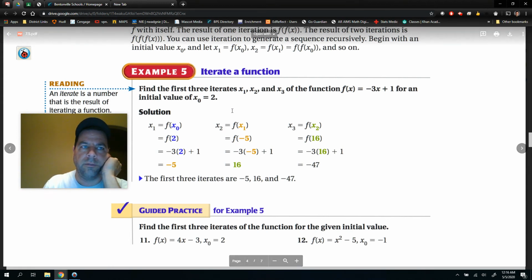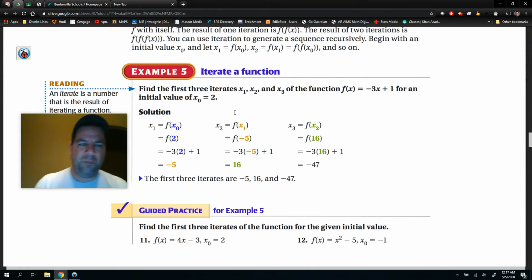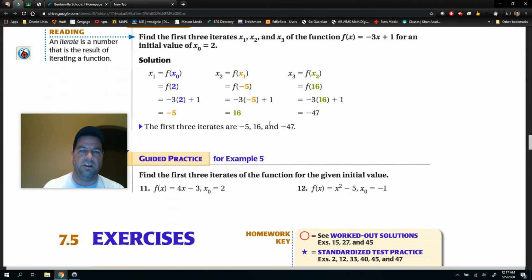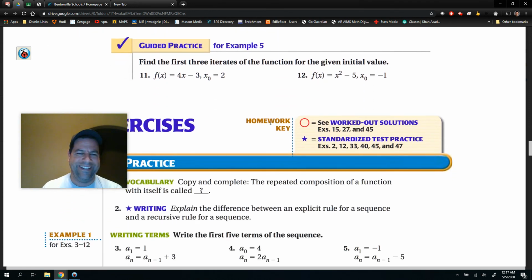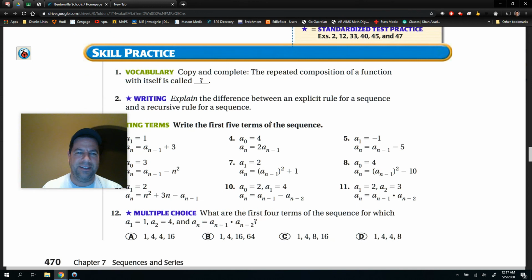Iterates. That sounds like I'm calling you an idiot. Iterate. You're an iterate. All right, I'm done. Sorry, guys. All right, here you go.